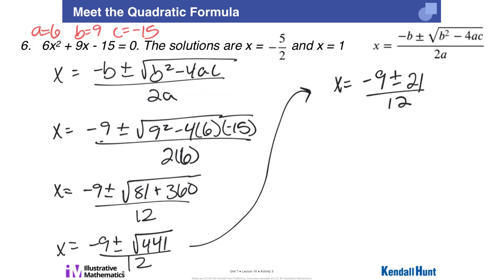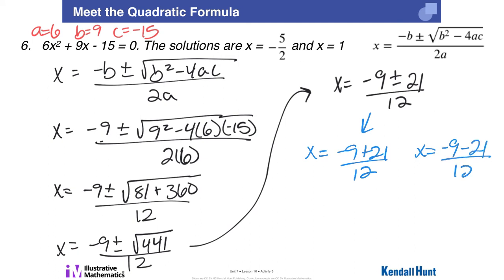So in this one, you had to make sure that right here you have a negative 4 and then a negative 15, and those are being multiplied together. So you end up with a positive 360 there. So underneath the square root, 441 simplifies to 21. And now you have your 2 possibilities. X can be negative 9 plus 21, all that divided by 12, or x can be negative 9 minus 21, all of that being divided by 12.